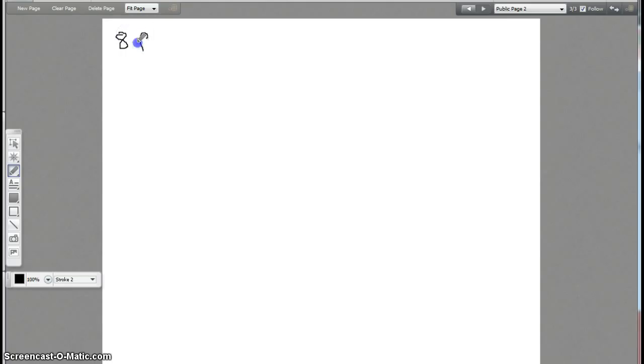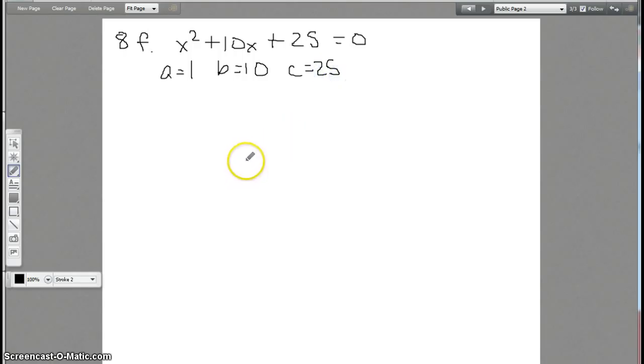Now let's take a look at one more part from number 8. Let's look at number 8f. The equation is x squared plus 10x plus 25 equals 0. This is in standard form, so we can go ahead and write down our a, b, and c values. A equals 1, b equals 10, c equals 25. Now we're going to plug these into the quadratic formula.